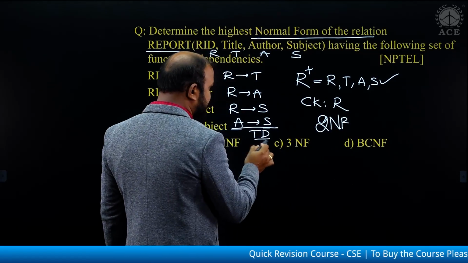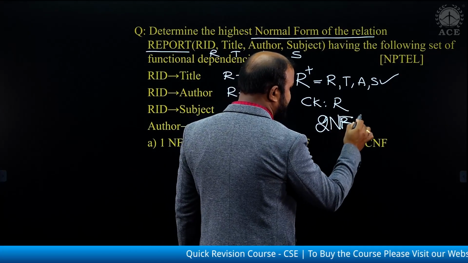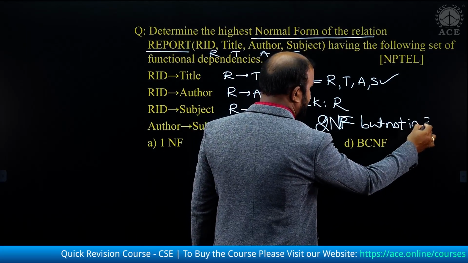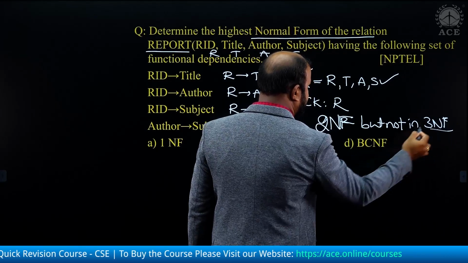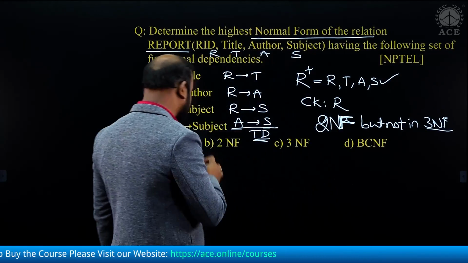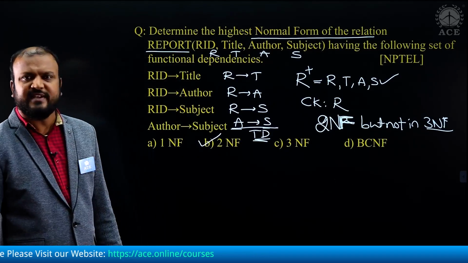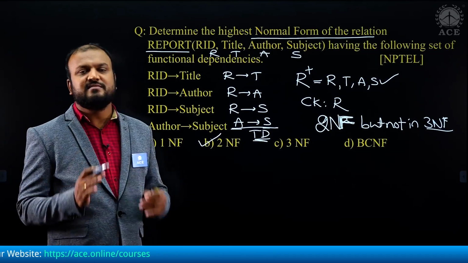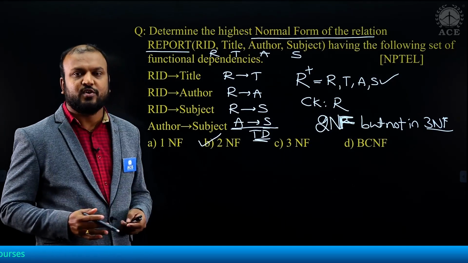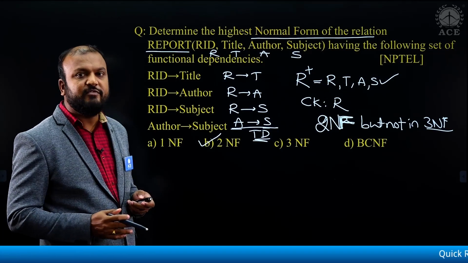Because it has a transitive dependency, can I call it 3NF? No, we cannot call it 3NF. So this relation is satisfying which normal form? 2NF. So the answer for this question is 2NF. It is very simple. Once you understand how to find the keys, and then how to segregate the dependencies according to the normal form, it will be very simple.